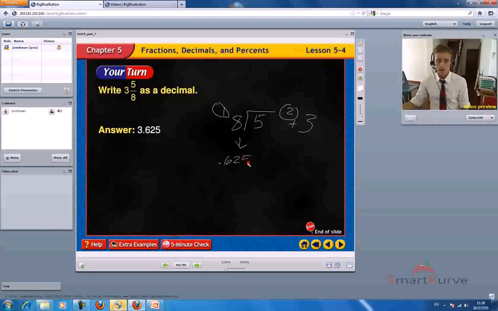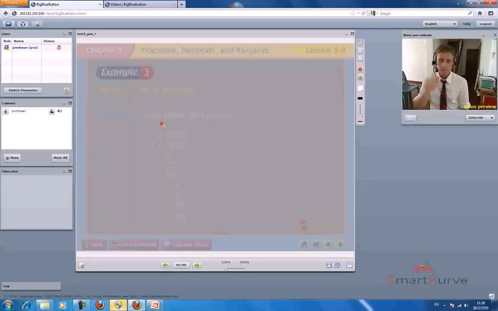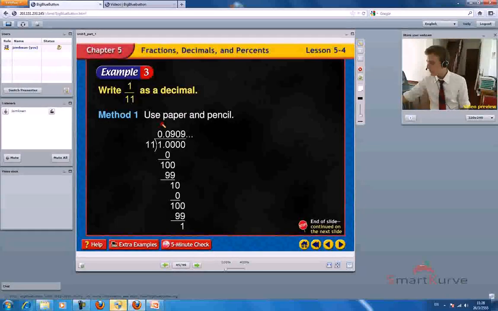Write 3 and 5/8 as a decimal. First, 5 divided by 8. Second, add it to 3. 3 plus 0.625. 5 over 8 equals 0.625. Add the whole number 3, and you get the answer, 3.625.